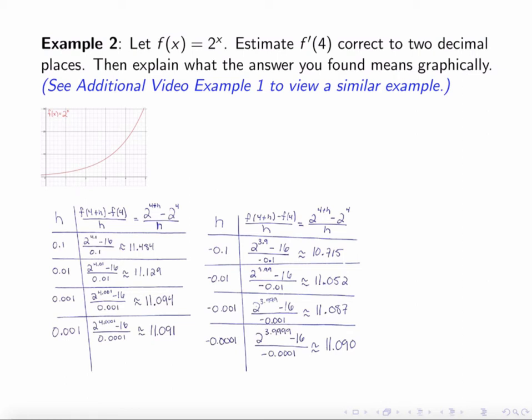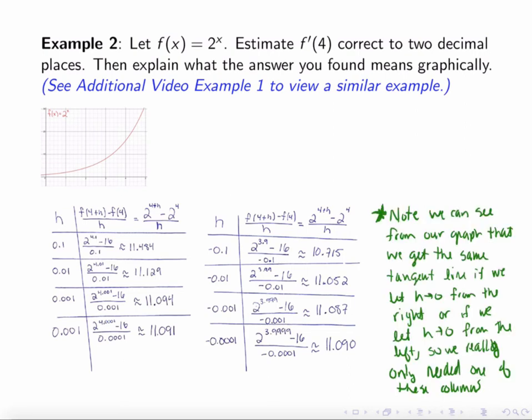And the h, I could approach from the right, like we drew in our picture, but I could also approach from the left. I could take h's that were negative, so that my second point was to the left of my original point, and do the same thing. So I just showed you h is negative 0.1, negative 0.01, negative 0.001, and negative 0.0001, evaluating them in our expression for slope. And we see that we also level off at 11.09. So our slope, our derivative, is 11.09.